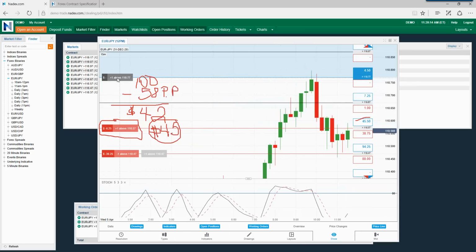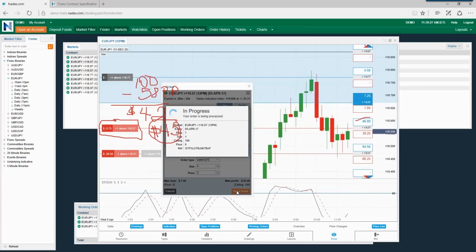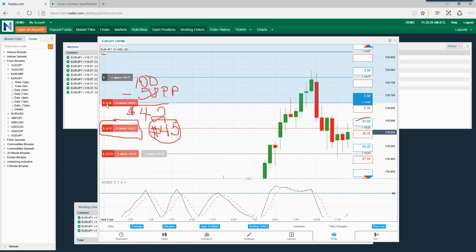Now, notice that the order has not been filled. Nobody wants to let me in the market. There's nobody that can be matched up to this position. Let's try the $7 one. Let's see if I can get in. Okay, I got in the $7 one.